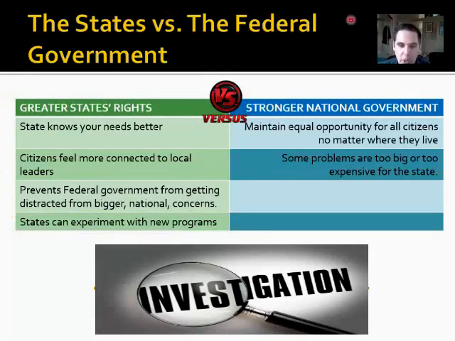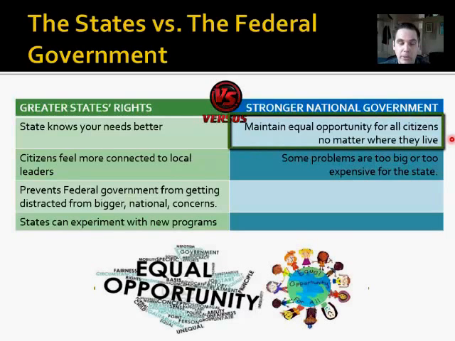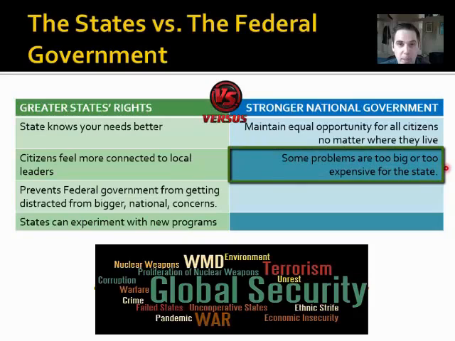Now, on the flip side of the coin, people who argue that we need to have a very strong national government, the biggest argument is maintaining equal opportunity for all citizens, no matter where they live, keeping things equal for everybody. And also because there's just a lot of problems they feel are too big or too expensive for any one state to handle.